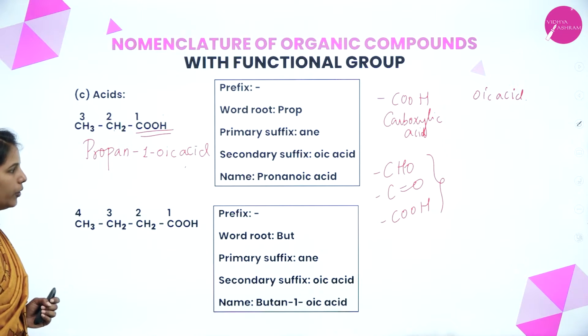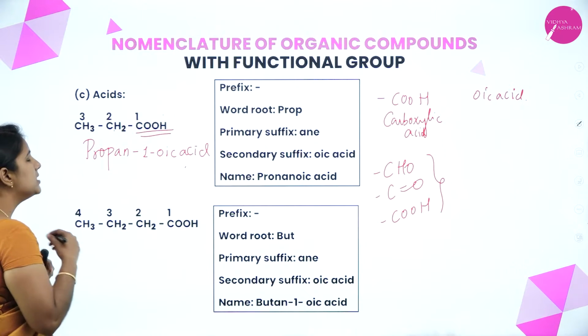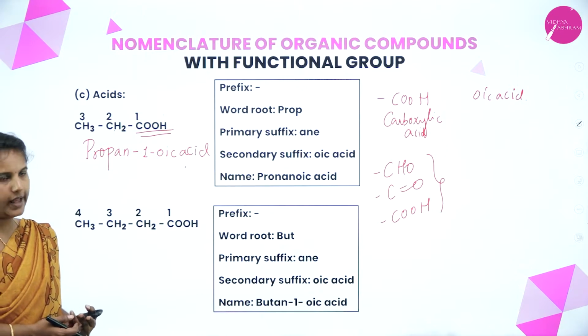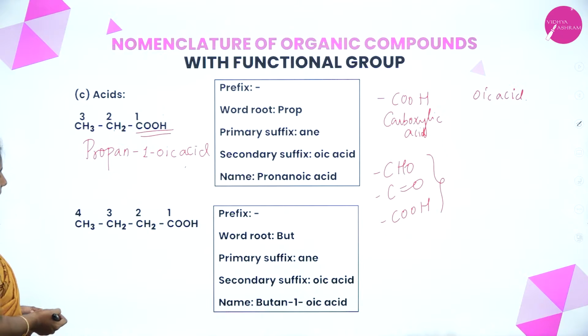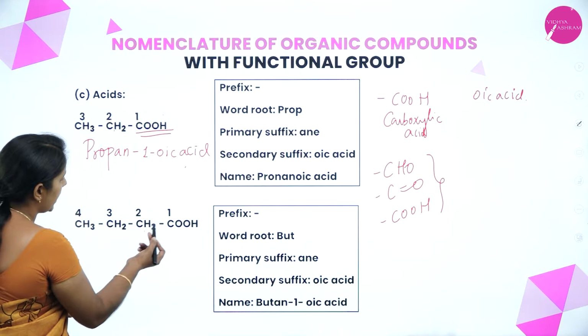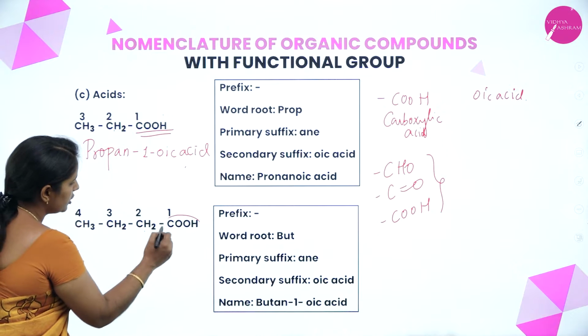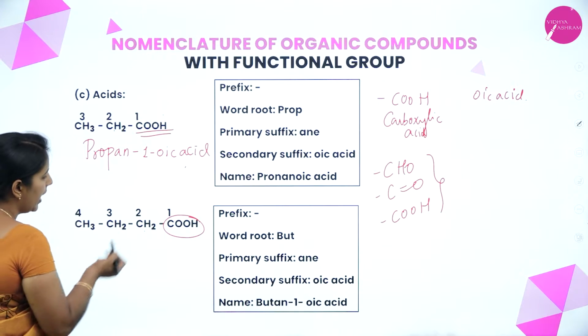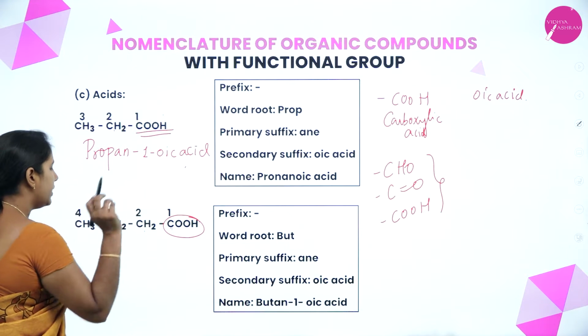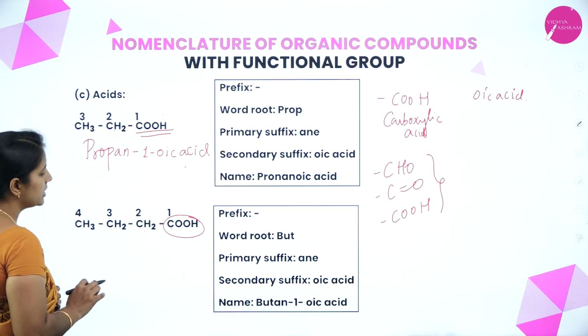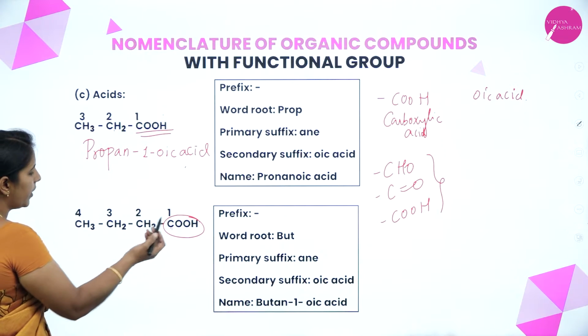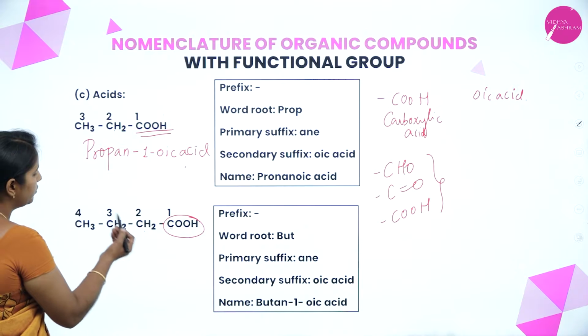Propan-1-oic acid, or you can say it is propanoic acid also. We have one more example. See that CH3, CH2, CH2, COOH. So this is a functional group attached to the straight chain, and this functional group-containing carbon itself should get the least number, should be numbered from right to left. So it is 1, 2, 3 and 4.